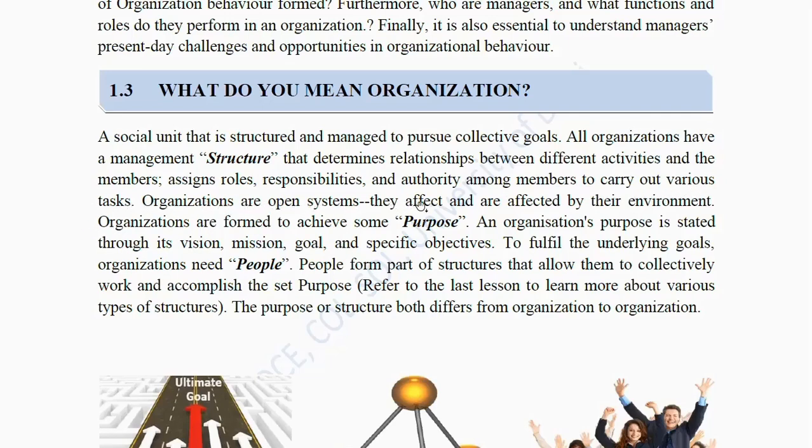Organizations are open systems. They affect and are affected by their environment. Organizations are formed to achieve some purpose. An organization's purpose is stated through its vision, mission, goal, and specific objectives. To fulfill the underlying goals, organizations need people. People form part of structures that allow them to collectively work and accomplish the set purpose. The purpose or structure both differs from organization to organization.